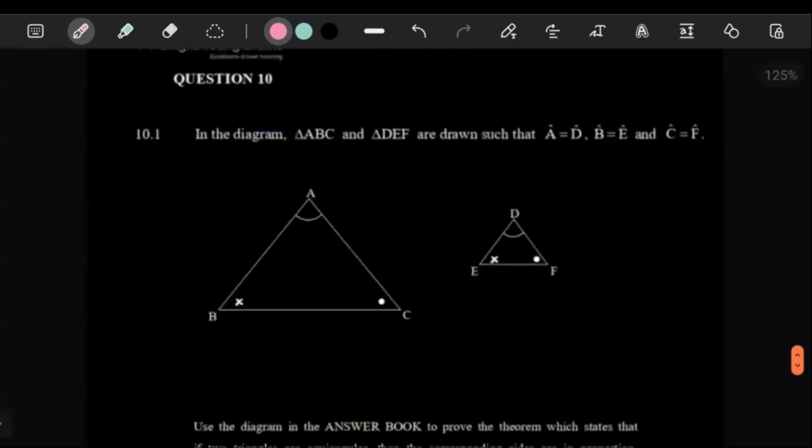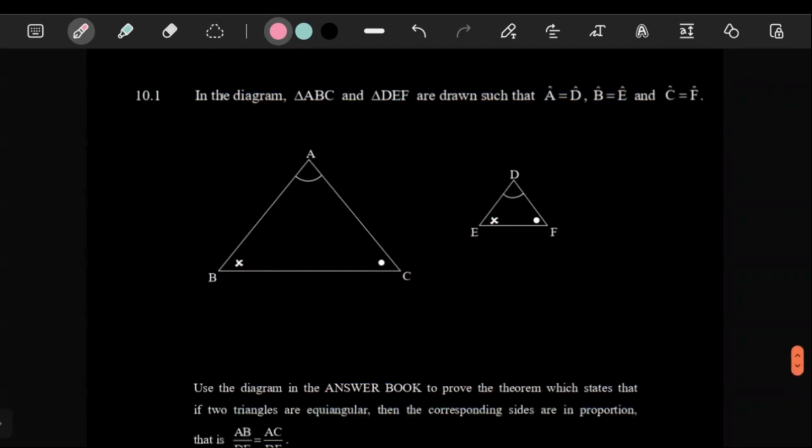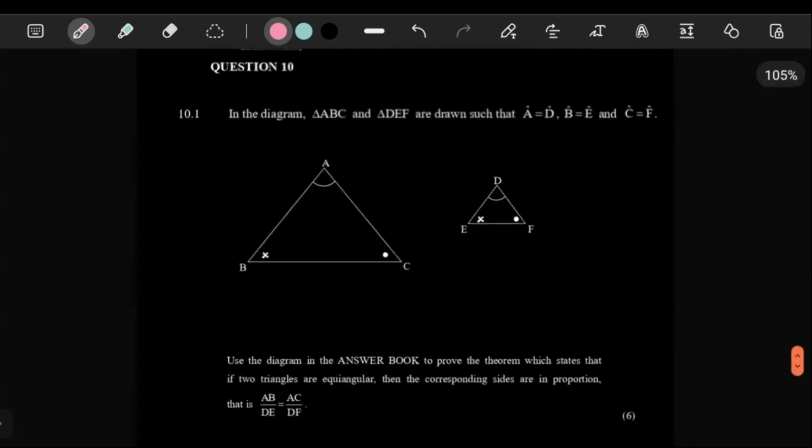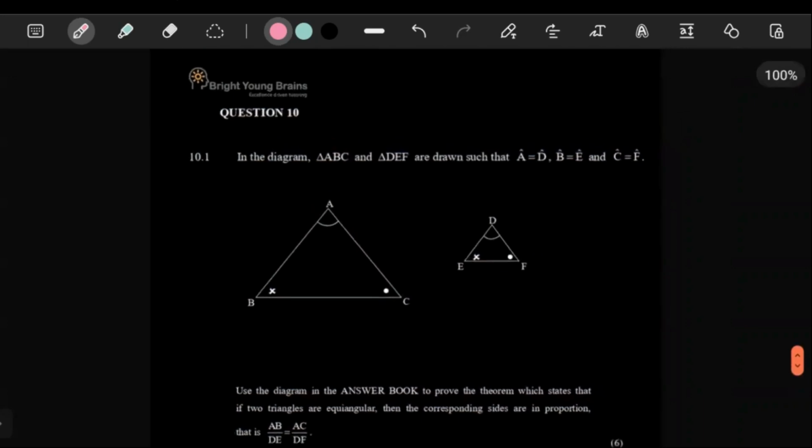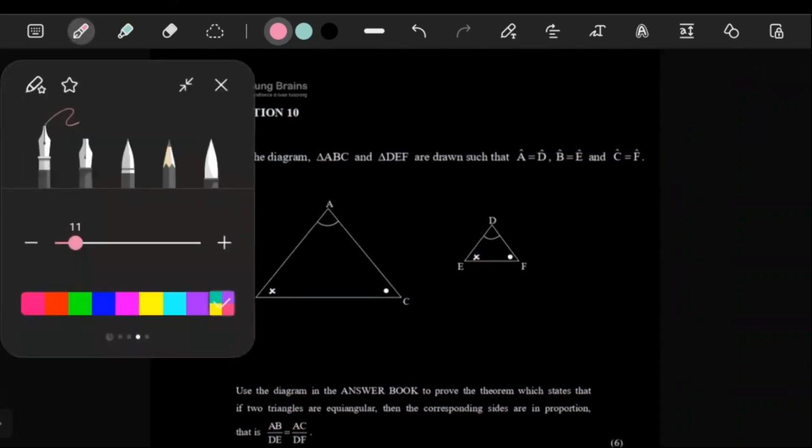Question number 10, the most boring proof in Euclidean geometry history. Yeah, this theorem is so boring. I don't even want to lie. It's boring. It's annoying. Yeah, it just sucks.